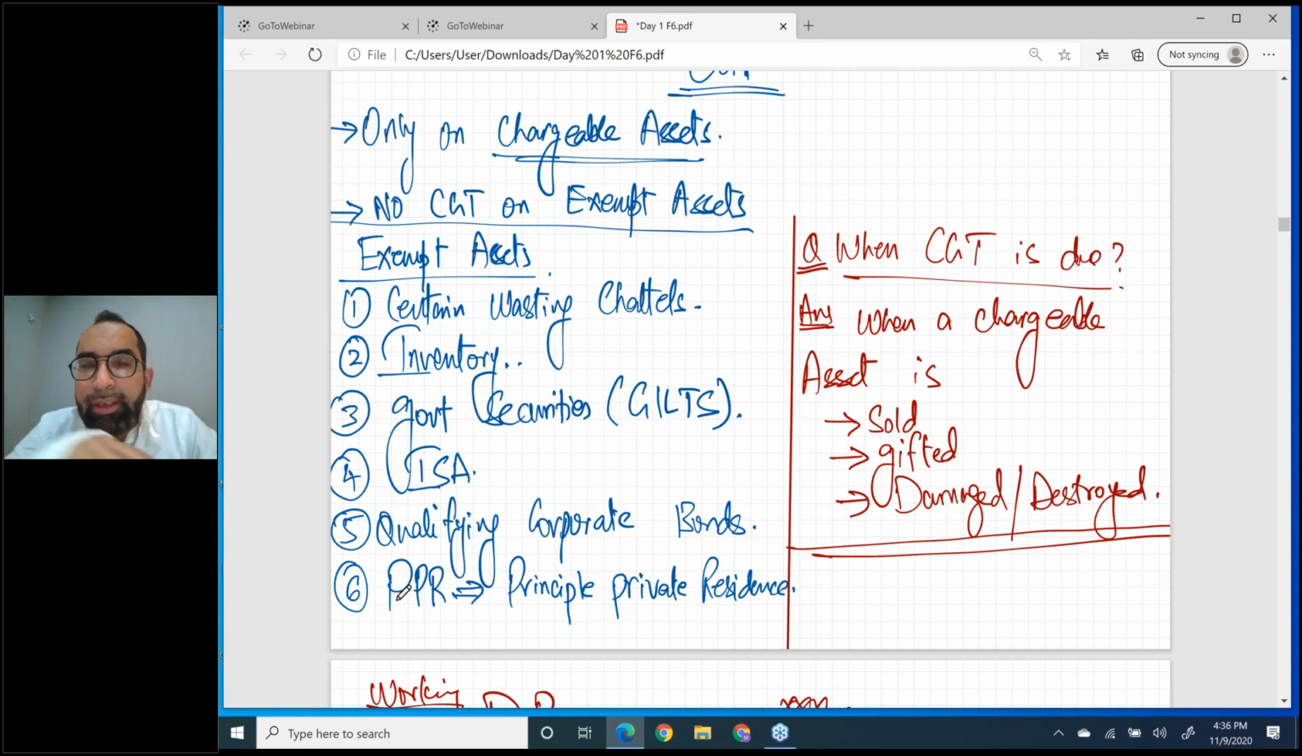Now check with the red pen. When is CGT due, which transactions contain CGT? When do we have to calculate, compute and pay CGT? Number one, when a chargeable asset is sold. Number two, gifted. Yes, on gifts it's also due. And number three, damaged or destroyed. Hope you remember, sometimes with damage and destruction, insurance proceeds are also involved, and for that you have to compute capital gain.